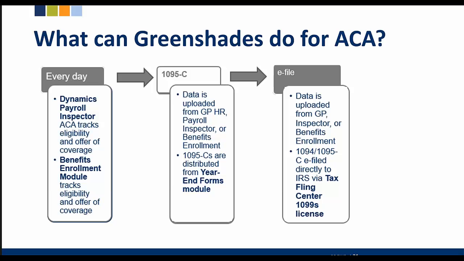Data is loaded from GP Human Resources to the Payroll Inspector or the Benefits Enrollment module. Then the 1095s are distributed from there each year, and they can submit those or download those electronically. So again, data is uploaded from GP to the inspector or the benefits enrollment. The 1094s and the 1095s can be e-filed directly to the IRS via the tax center that you have from the Payroll Inspector.